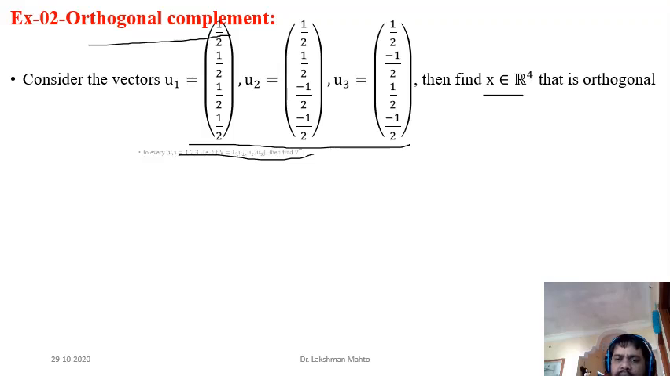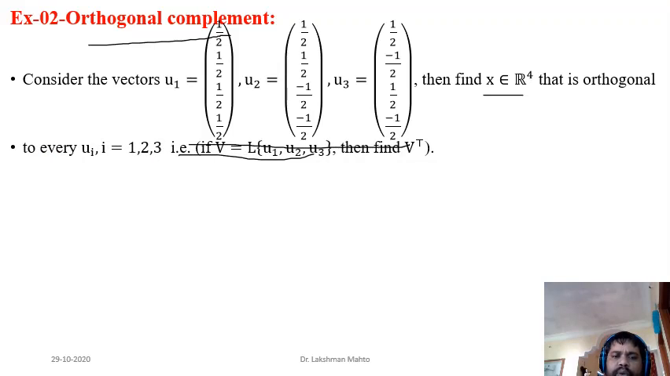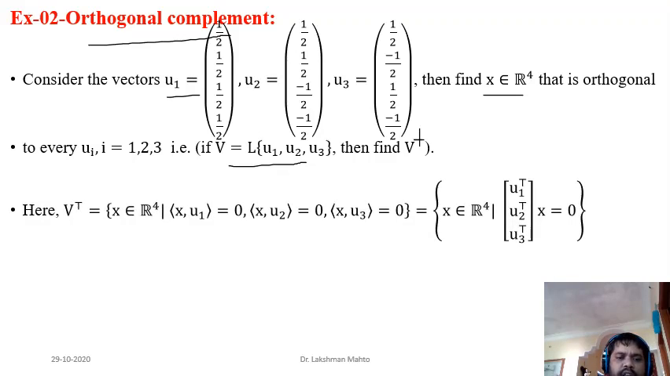So again, what we have to find, again the process is the same. What we do, that means if we consider V as a subspace generated by these given vectors u1, u2, u3. That means V is a linear span of u1, u2, u3. Then we have to find a vector which is orthogonal to this u1, u2, u3. It means that we need to find V perp. So again, recall the definition of V perp. What does it talk about? It is a collection of all the vectors which are perpendicular to every element of V.